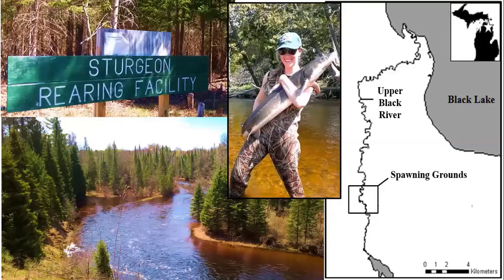So all of my experiments took place at the Black Lake Sturgeon Rearing Facility in Onaway, Michigan. We are studying the sturgeon population that lives in Black Lake, and they spawn in the upper Black River. Every spring, we catch the spawning adults in the river, and we non-invasively extrude the eggs or the sperm, as the case may be, and we bring those back to the hatchery and produce a lot of fish for research. We also produce sturgeon to release back into the local population as part of our conservation efforts.